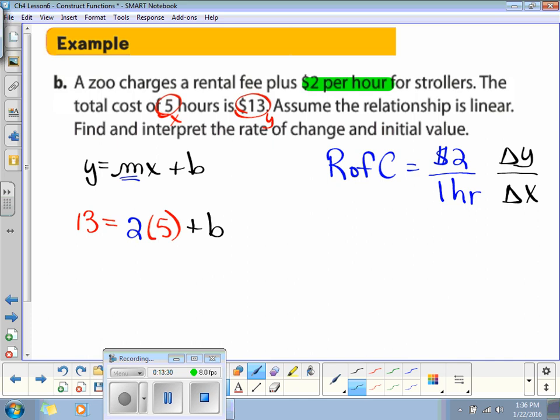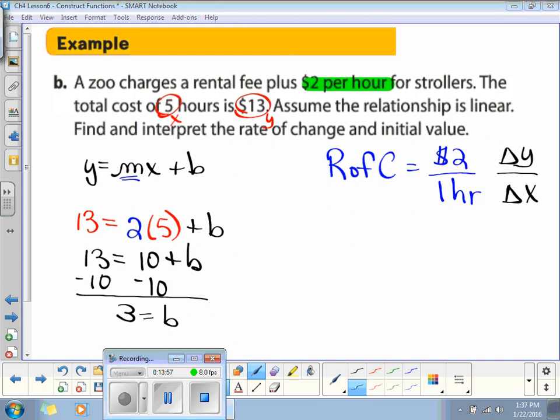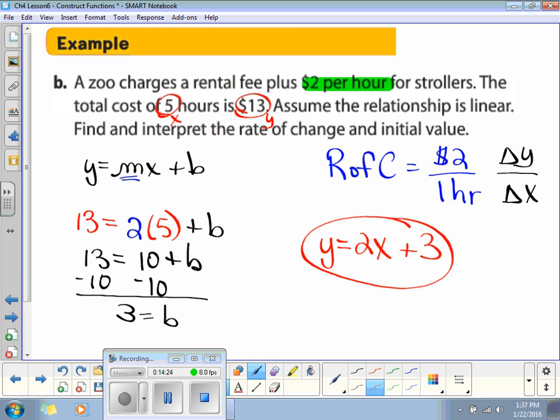And now, we can solve for our initial value, b. You get that? So, here we have 13 is equal to 10 plus b. To get the b by itself, we will subtract 10. And b is equal to 3. So we have our slope, 2. We have our y-intercept, or our b, 3. Can I write the equation in slope-intercept form? Can I write my function? So y equals what? 2x plus 3. And there is your function.